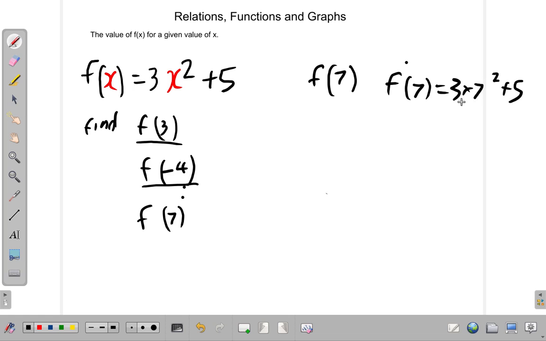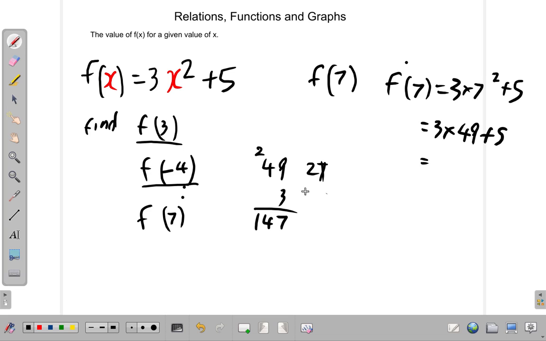So f of 7 is equal to 3 multiplied by 7 squared plus 5. F of x was 3 multiplied by x squared plus 5, but f of 7 is 3 multiplied by 7 squared plus 5. So what we have here now is 3 multiplied by 7 squared is 49 plus 5. So 3 multiplied by 49 is what? We have 49 and 3. 3 multiplied by 9 is 27. Down 7. 3 4s is 12, 13, 14. 147. 147 plus 5 is going to be 152.